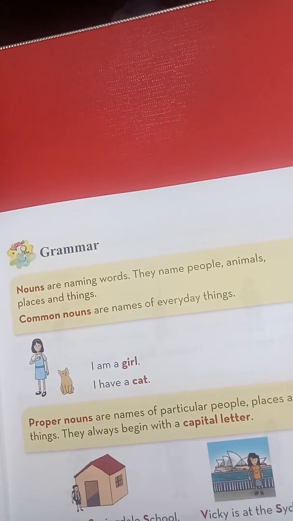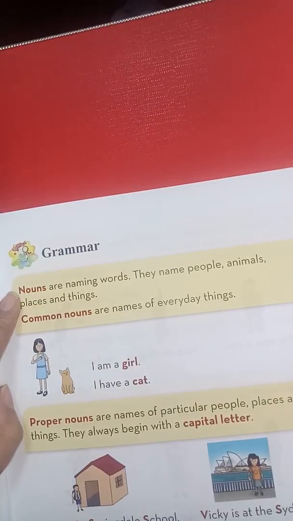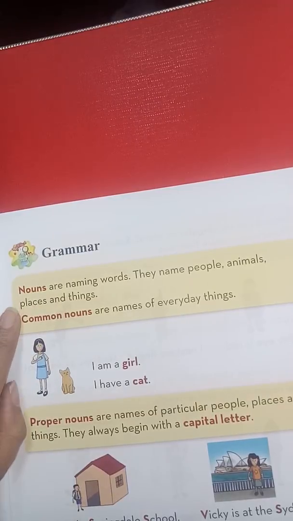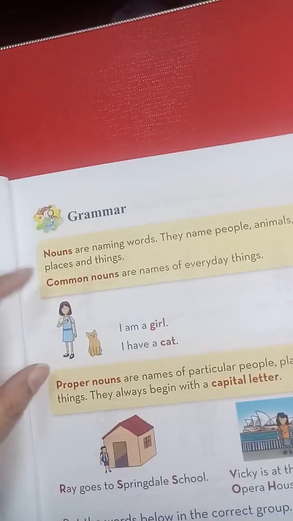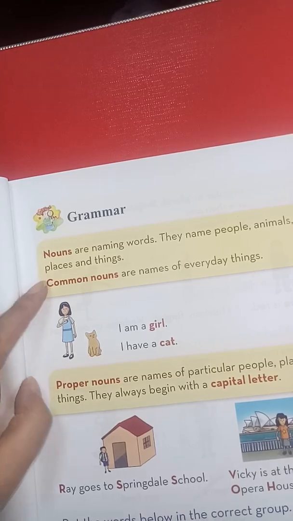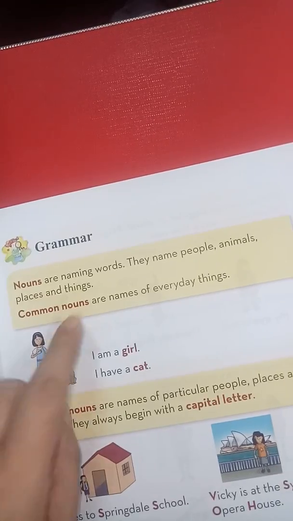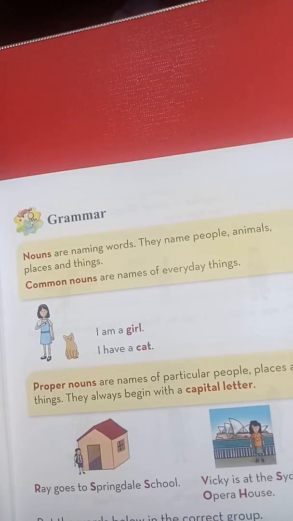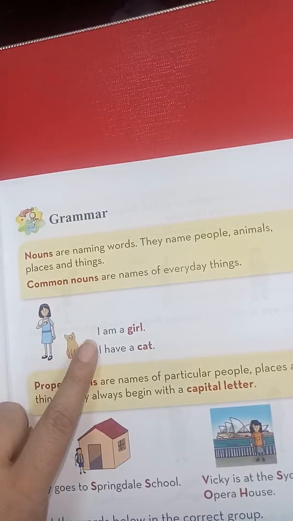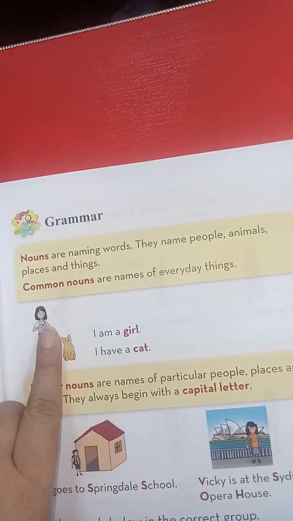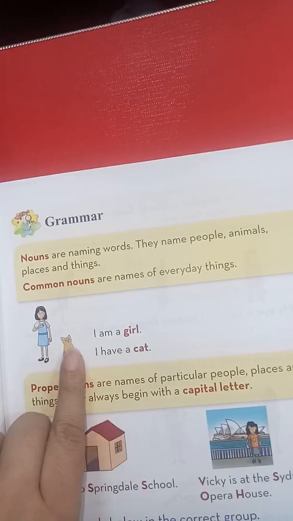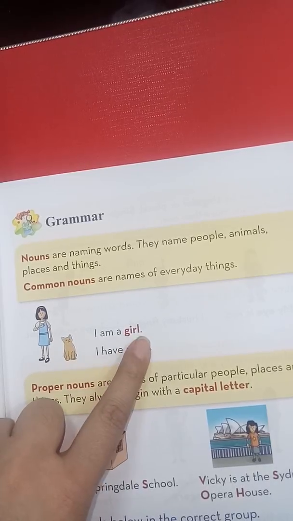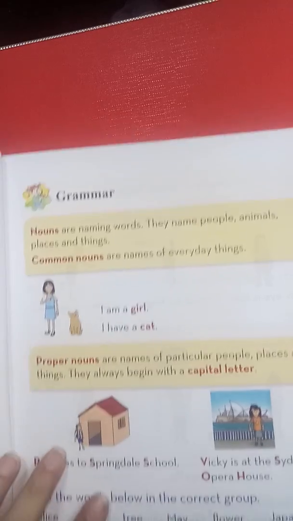Now it's your page number 11. Here it's the grammar portion. It's noun. What is noun? Nouns are the naming words. They name people, animals and places. Noun has two kinds. First is common noun. Common nouns are the names of everyday things. I am a girl, girl is a common noun. I have a cat, cat is a common noun. It can be any cat, any girl, there's no particular name mentioned here.